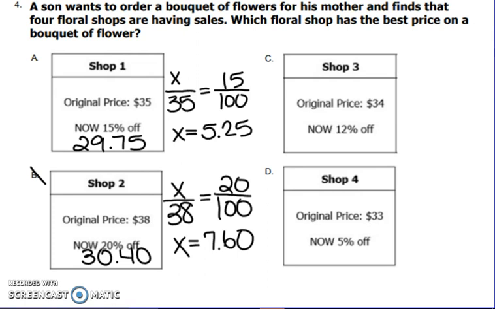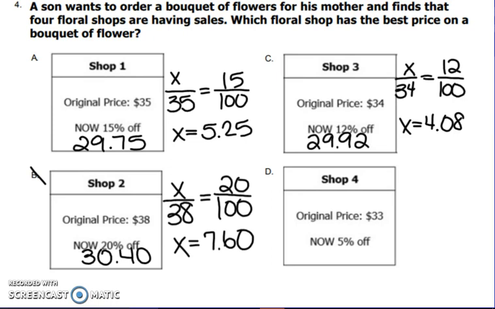If we take a look at shop number 3, again, I don't know the discount, but I do know that the original price is $34. They're saying there's a 12% sale, and that's all over 100. I'm going to go ahead, multiply, divide, and I am going to get $4.08 as my sale. So now I need to go and figure out what the sale price would be, and that's $34 minus $4.08, and it looks like I have $29.92.